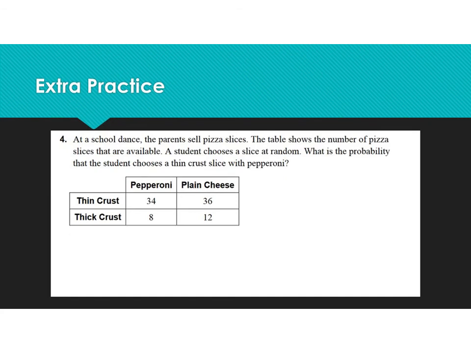If we add up here, looks like we're going to have 42 pieces of pepperoni, and we're going to have 48 pieces of cheese. So we have 90 total pieces of pizza. And we want probability of thin crust pepperoni, which looks to be right here. So your probability is going to be favorable over total. And you can write it as a fraction and then always reduce your fractions. So we are looking at 17 over 45.